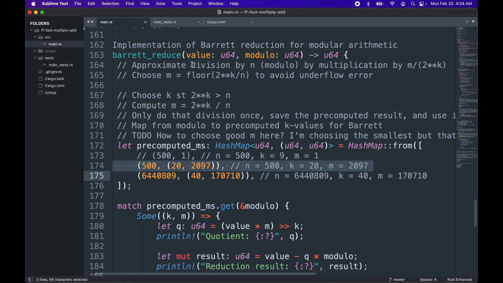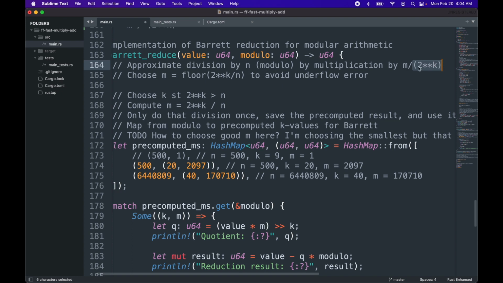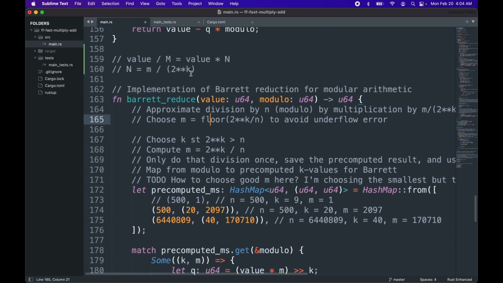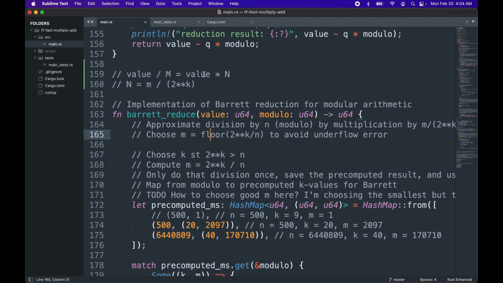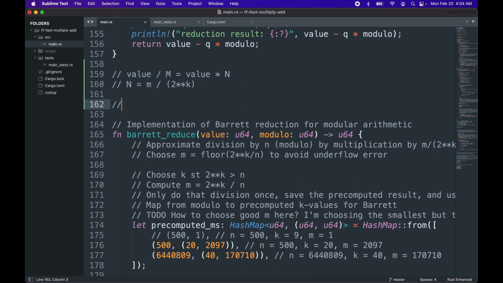But okay, getting into Barrett reduction. We are going to approximate division by n by multiplication by m over 2 to the k. So I got that part right. m is the floor of that. So what was I saying? I have value divided by mod. What I really want is the floor of value divided by our mod.